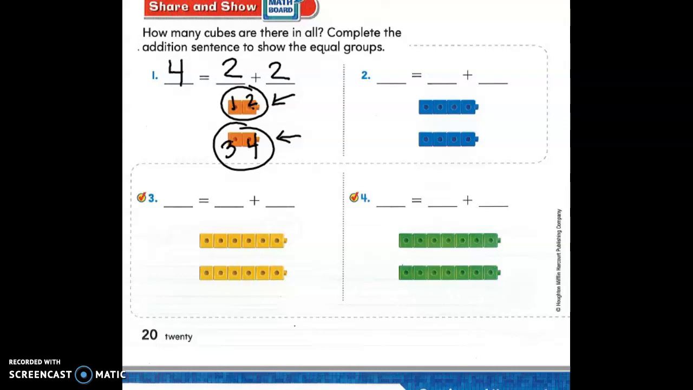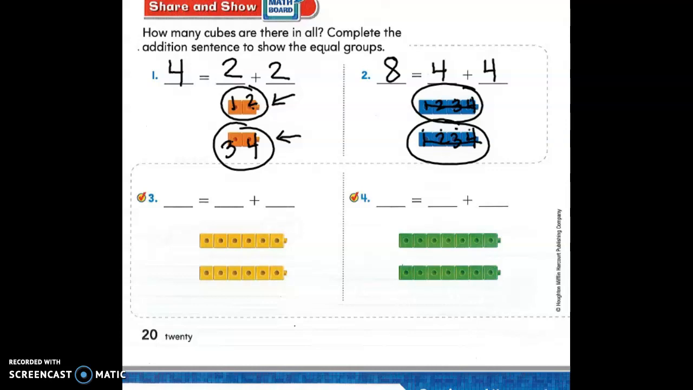All right, how many cubes are there in all? Let's see. 1, 2, 3, 4. There's 4 in that group, plus 1, 2, 3, 4 in this group. So there's 2 equal groups of 4. How many does that make in all? That's doubles. 4 plus 4 is 8. 1, 2, 3, 4, 5, 6, 7, 8.